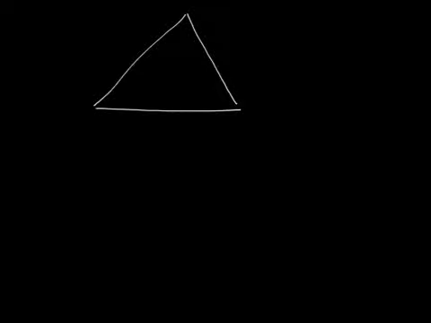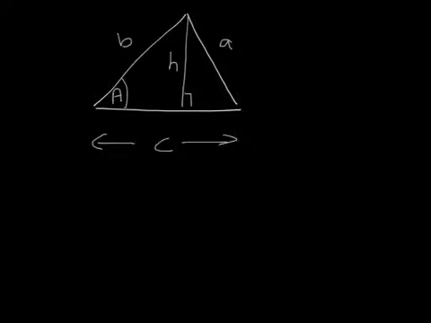Here's a triangle without a right angle. We'll call these lengths a, b and c, and this angle here is A. Notice that a is opposite A. Then I can draw a perpendicular, label this side h and label this length just from there to there x.